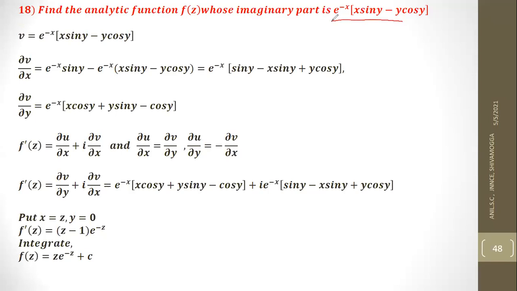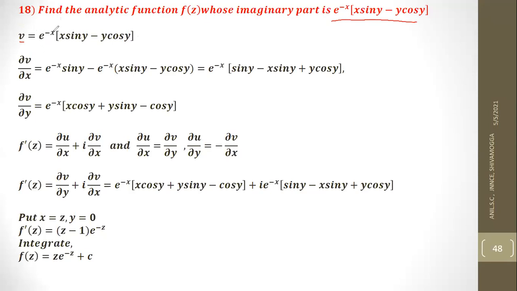Imaginary part is given, that is, let v is equal to e power minus x into x sin y minus y cos y. Use product rule to find the partial derivative with respect to x. It is denoted by del v by del x.